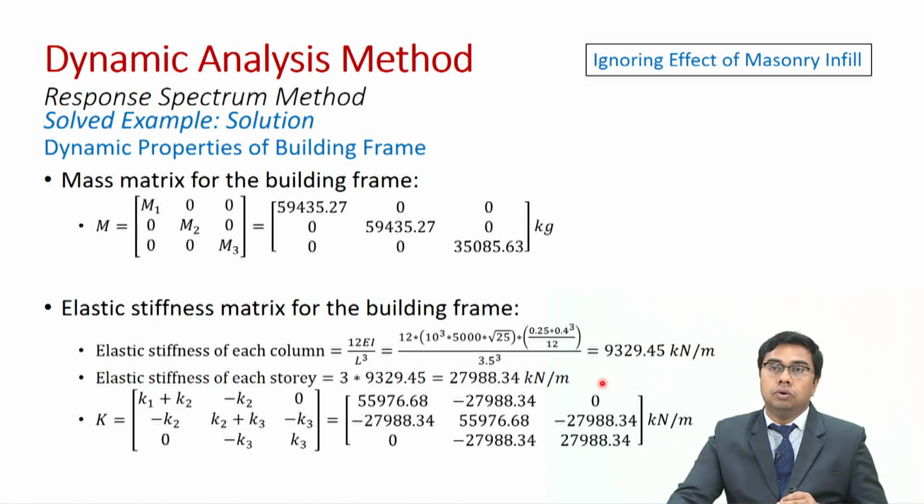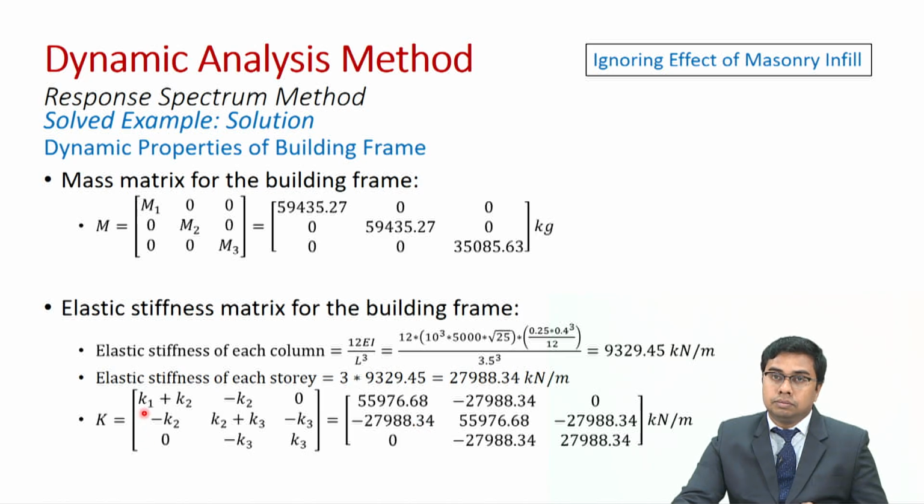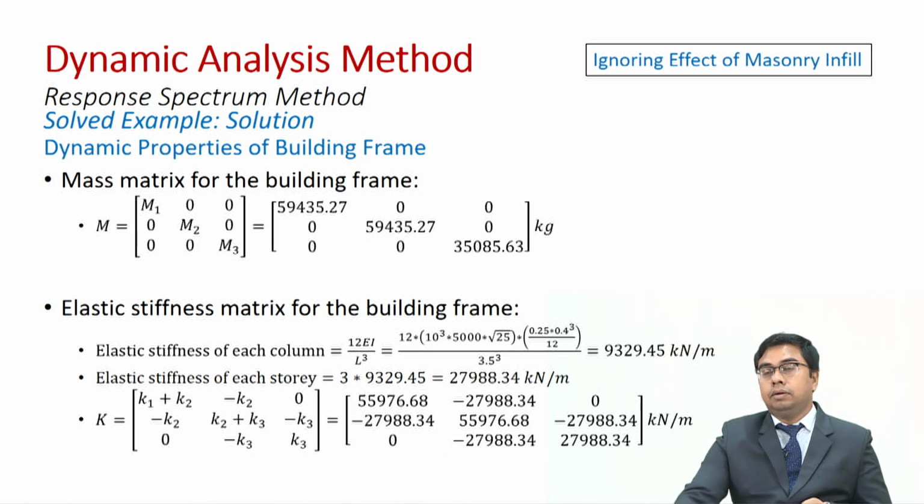Now, if we know the elastic stiffness of every story, then we can substitute the values as K1, K2 and K3 to obtain the stiffness matrix for the building frame.